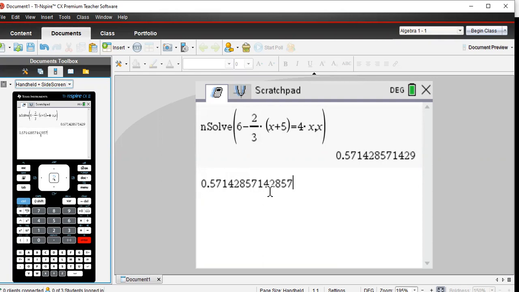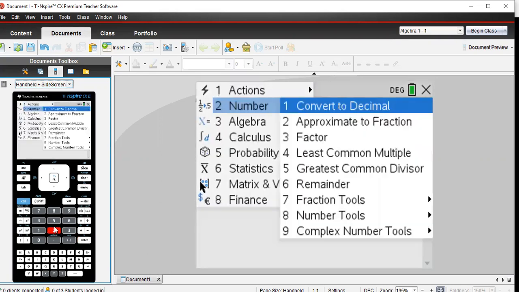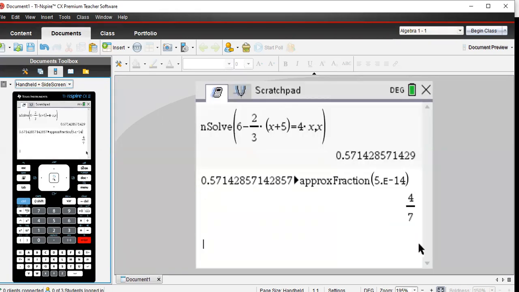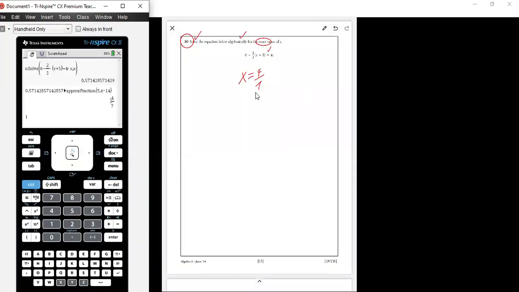So you should know that this is a rational number. And of course, to make it into a rational number, you just do menu 22 and then press enter. So the answer for this would be x equals 4/7. So if I go back to my iPad, you can see x equals 4/7.